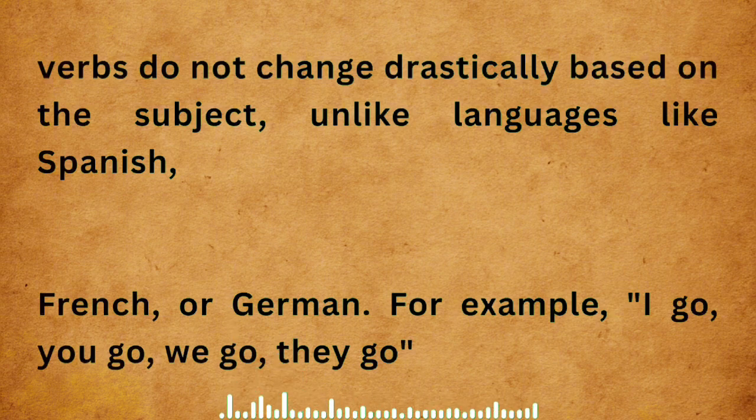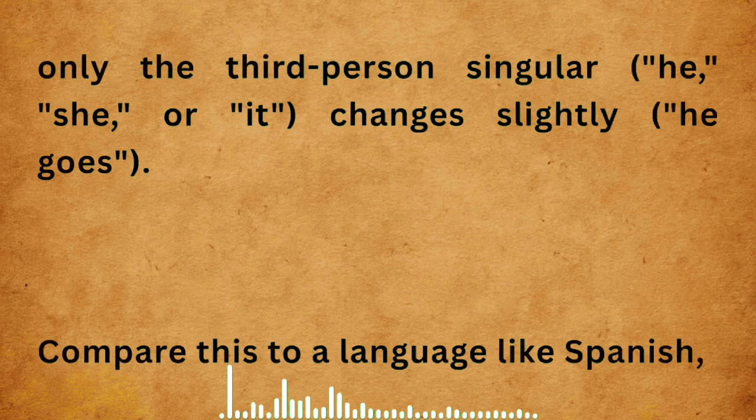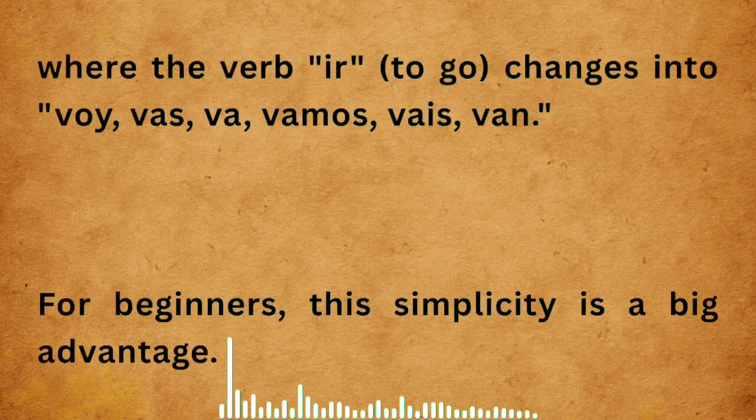For example, I go, you go, we go, they go. Only the third person singular, he, she, or it, changes slightly. He goes. Compare this to a language like Spanish, where the verb ir, to go, changes into voy, vas, va, vamos, vais, van. For beginners, this simplicity is a big advantage.